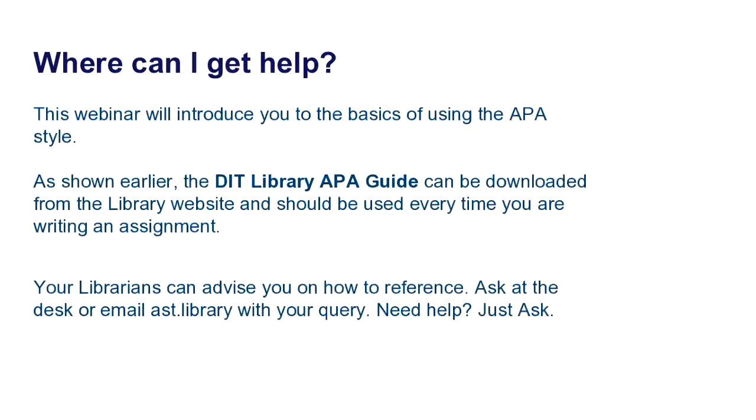The rest of this webinar will introduce you to the basics of using the APA style. As shown earlier, the DIT Library APA guide can be downloaded from the library website, and it should be used every time you're writing an assignment. And as I've already mentioned, your librarians can advise you on how to reference. Ask at the desk or email ast.library with your query, or as I showed you, just click on email and submit your query there. If you need any help at all, just ask.